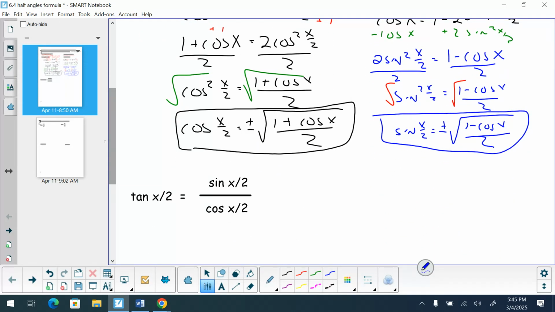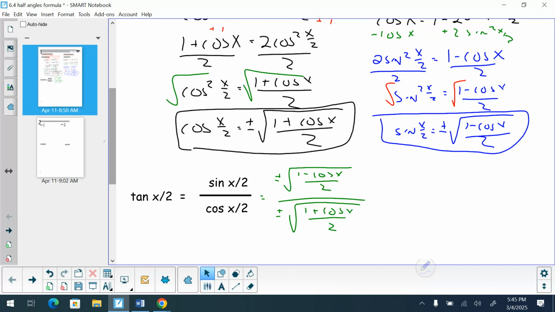They're very similar in form. Very similar in form. The cosine has a plus cosine here. The sine has a minus cosine over here. But everything else is the same. And once again, you'll be expected to know that. We can look at the tangent of half x as sine over cosine. So we have plus or minus the square root of 1 minus cosine of x over 2, and then we have plus or minus the square root of 1 plus cosine of x over 2.